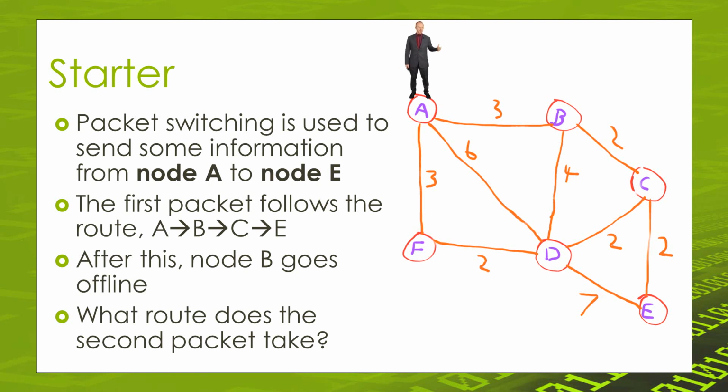Okay, the starter. On this expertly drawn mesh network, packet switching is being used to send some information from node A down to node E. The first packet follows the route A, B, C, E. After this, node B goes offline. What route does the second packet take?